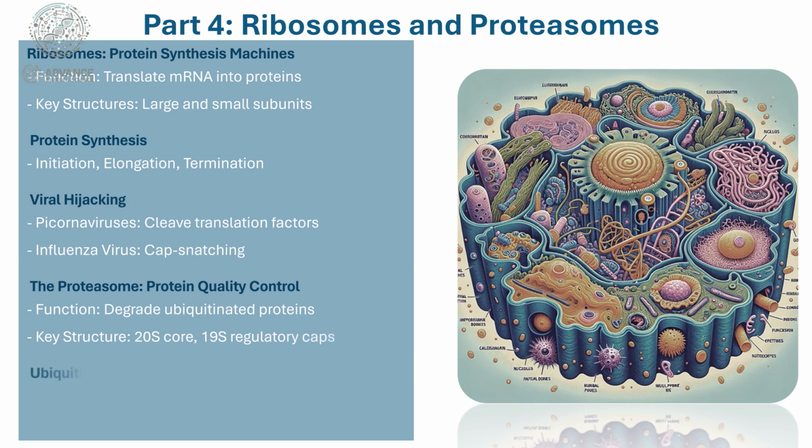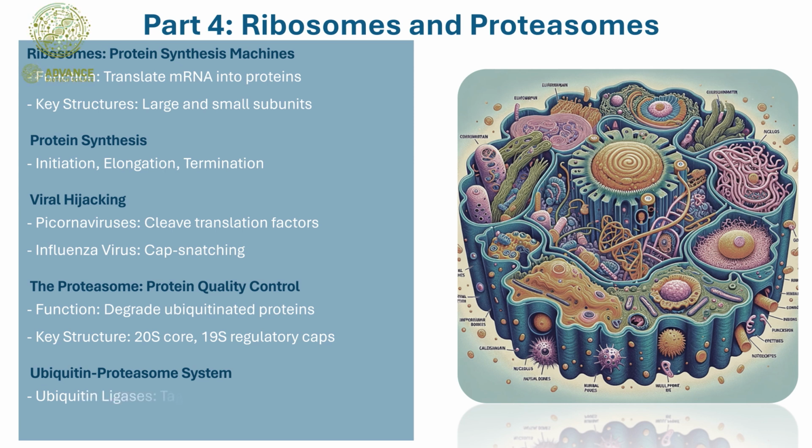Proteasome inhibition and therapy. Proteasome inhibitors like bortezomib are used to treat cancers like multiple myeloma by inducing the accumulation of misfolded proteins, leading to cancer cell death. Viral manipulation of proteasomes. Viruses manipulate the proteasome to evade immune detection.